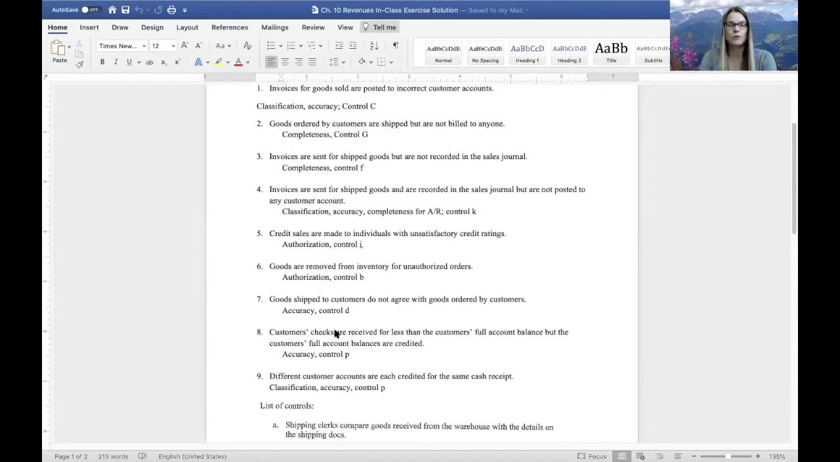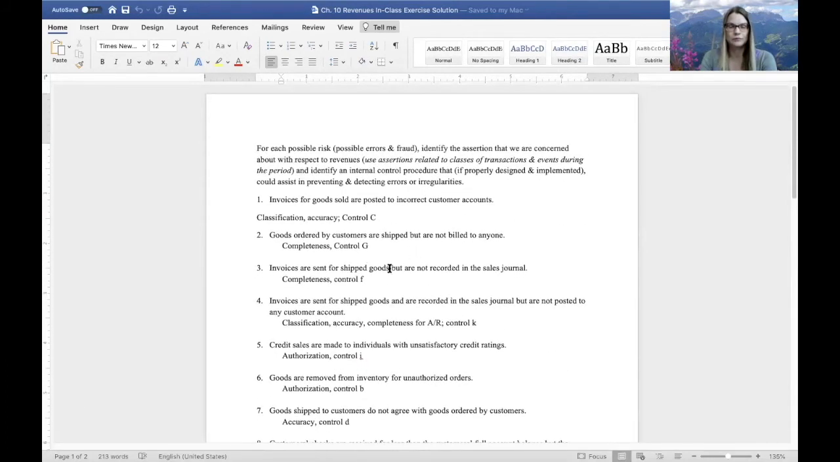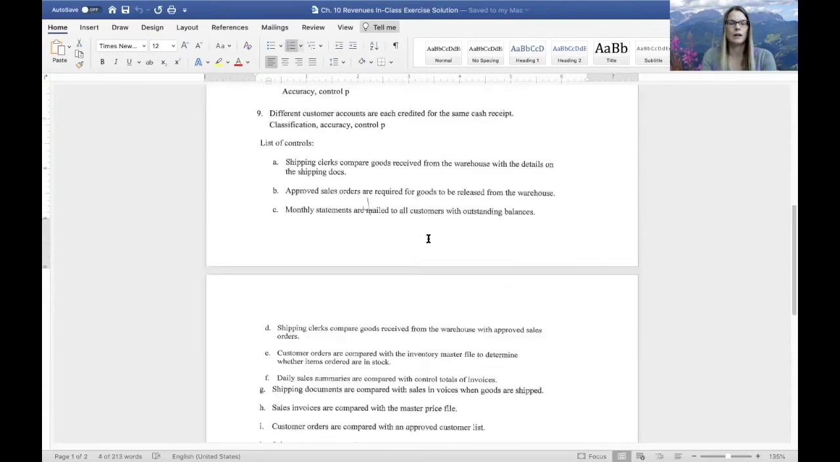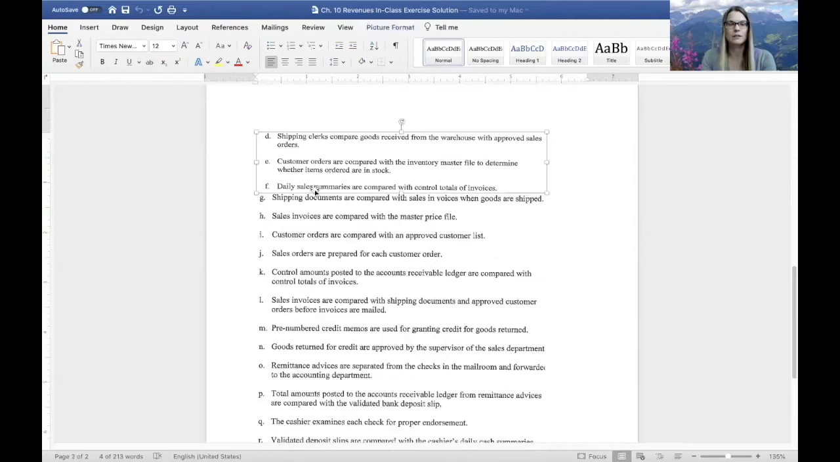The problem with Control F is there's nothing in Control F that is going to compare back to shipments. So the real problem here is shipments don't match billings, and all Control F does is compare things recorded in sales with invoice totals. So there's nothing in there that relates back to shipments. So you basically want to have the control language mirror what you're seeing in the risk language.